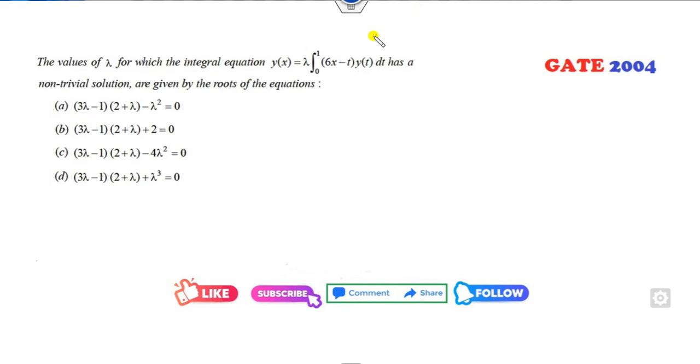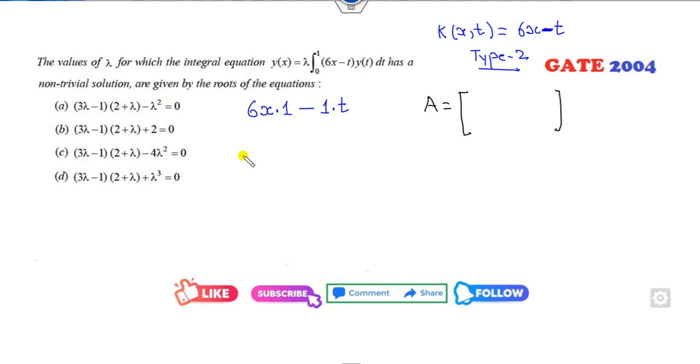Okay, the value of lambda for which here? So what is my k(x, t)? This is from the GATE paper examination. Fine. Now, it's a type 2, because it is a separated form. It's minus. So I can write this as 6x into 1 minus 1 into t. Fine. So now I write the matrix A. K1, 1. Integration from 0 to 1.